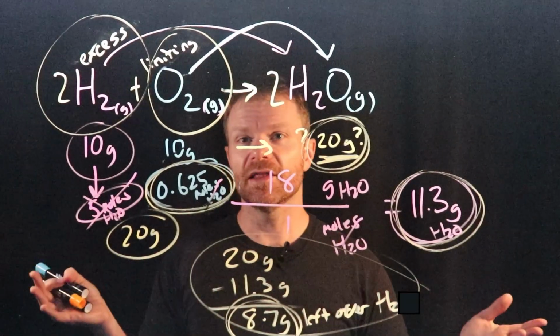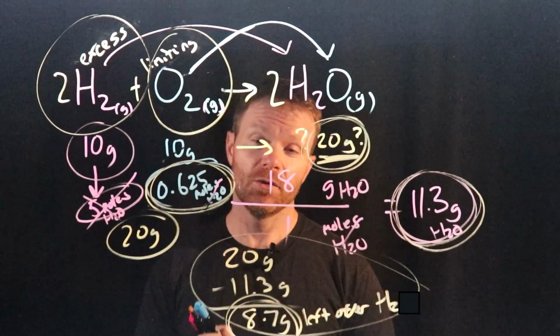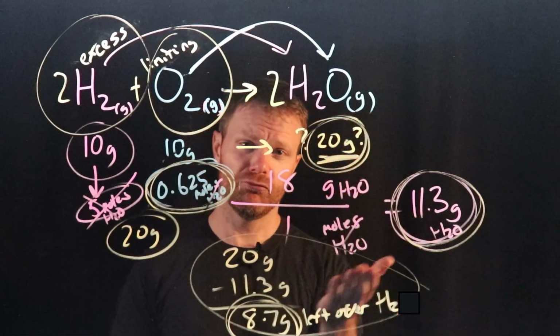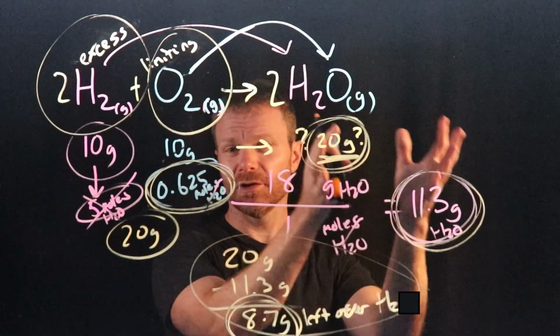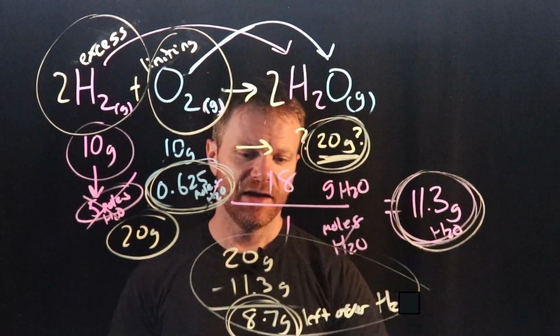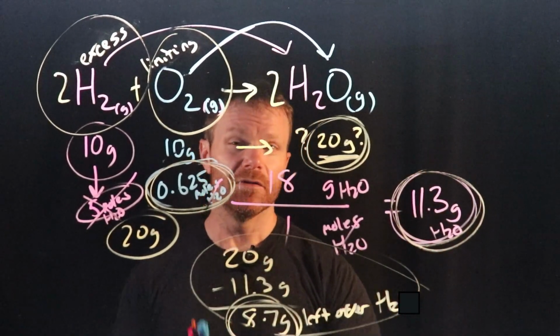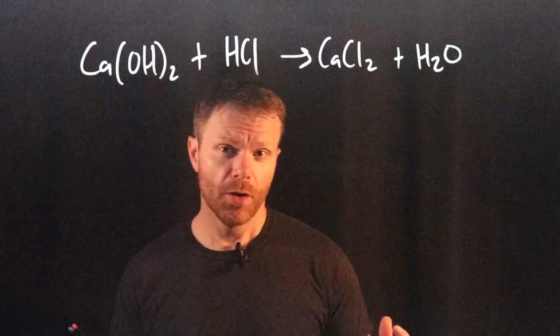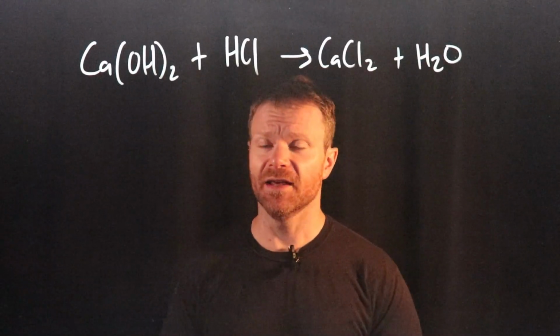There's no bread left over because it's my limiting reactant. What is left over is a bunch of peanut butter, and we can calculate that like we just did. We take our total expected mass, we subtract away the mass of what we actually got, and that'll tell us the mass of leftover excess reactant. Okay, let's look at one last example.